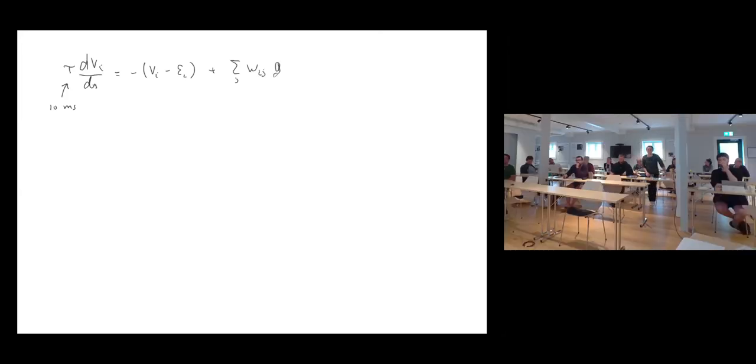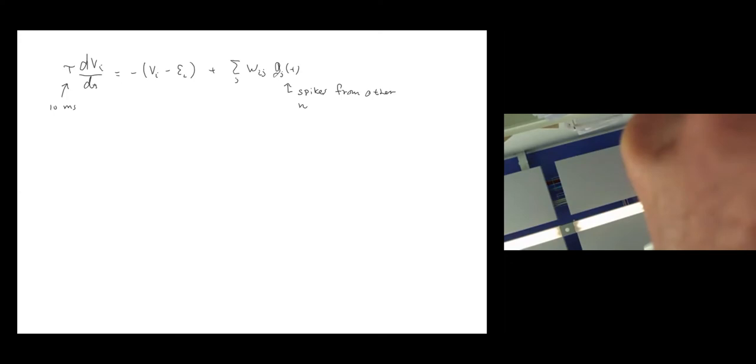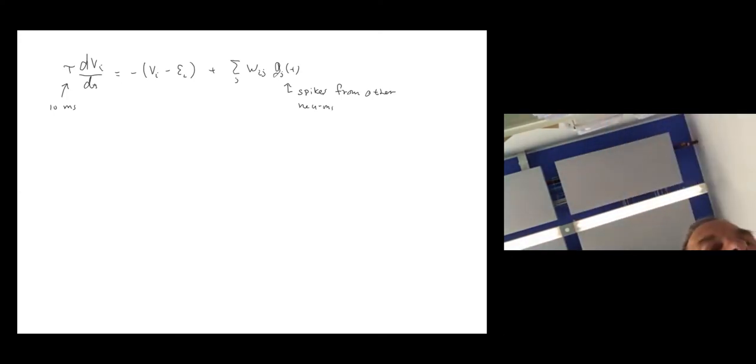So this is a leaky integrating phi neuron. The voltage on neuron i, minus the leak reversal potential. So basically what this says is, if neurons are left to their own devices, they'll relax back to some resting potential. This is about 10 milliseconds. And their input is the sum over j of Wij, Gj of t. So these are spikes from other neurons. And this is of course the connection strength, the weights.